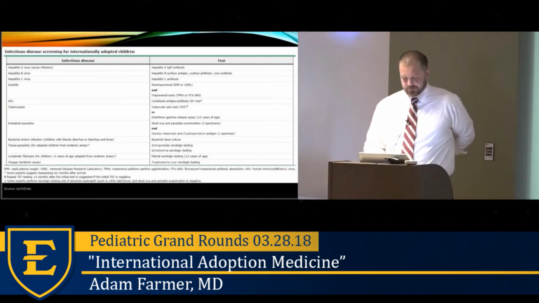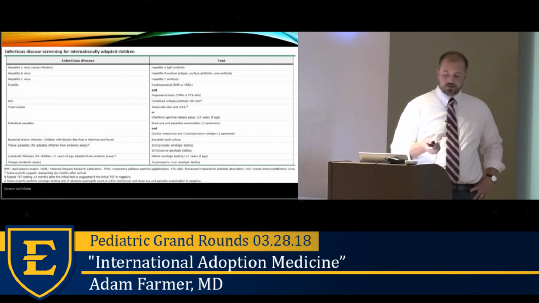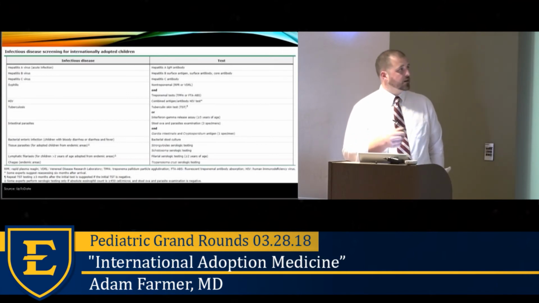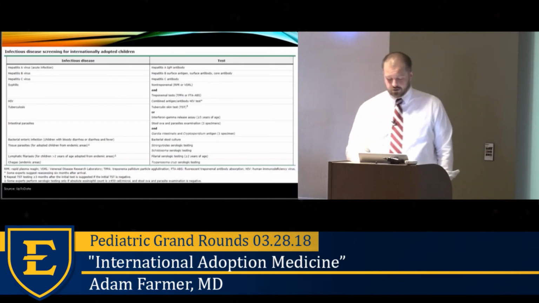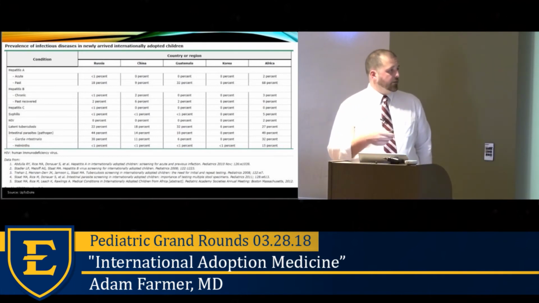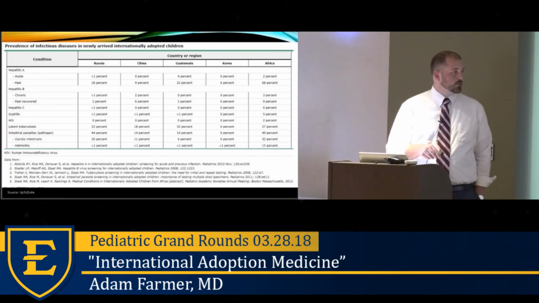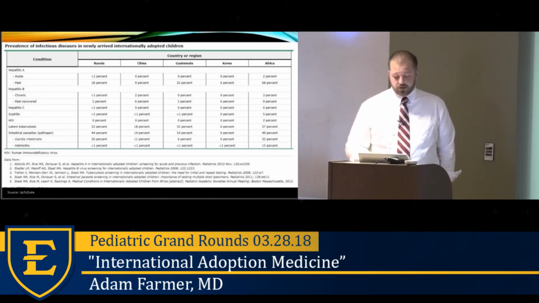Again, as far as resources go, UpToDate still has a lot of good charts and things like that. This is a big summary of everything I just talked about, what tests we need to be getting and thinking about as far as the initial screening goes for our children. And this is the prevalence of the different infectious diseases. This is what I was saying, how things like latent tuberculosis are across the board very common in these kids, as well as intestinal parasites, while other things are less common but still need to be screened for.